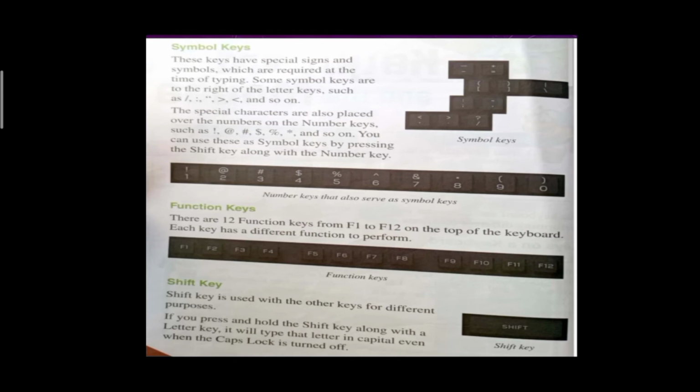Now the function keys, there are 12 function keys on a keyboard. We all know F1 to F12. Now children, shift key, again there are two shift keys on a keyboard. We can use shift key with the other key for different purposes. Means if you press and hold the shift key along with the letter key, it will type that letter in capital even when the caps lock key is turned off. Means children, अगर caps lock key off है and if you want to type capital letter, at that time you can type your letter with the help of shift key. You can type capital letter.